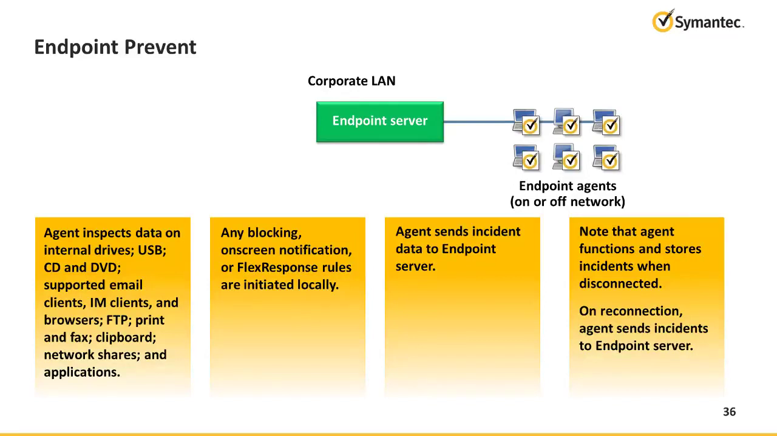The agent continues to provide protection even if the endpoint computer is not connected to the network, and it writes incident data encrypted to disk regardless of whether or not there is a connection. When the endpoint is able to connect to the endpoint server, it sends the incident data up to the endpoint server, which then forwards the incident data to the Enforce server.